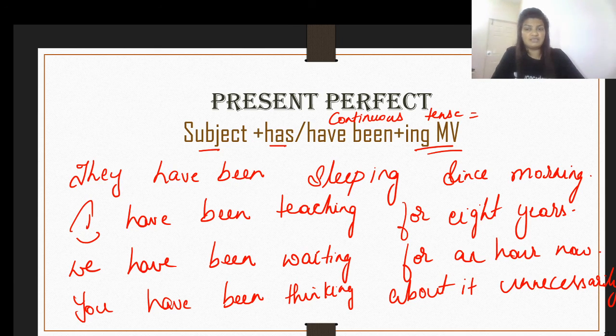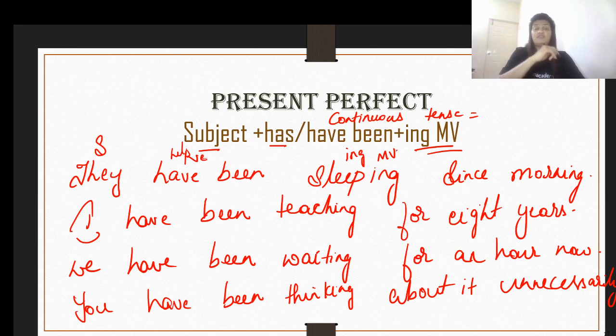They have been sleeping since morning. They, the subject; have been, the helping verbs; and sleeping, the ing main verb. Let us analyze the meaning over here. Morning is obviously referring to the past, and they have been sleeping says that they started sleeping in the past, since morning.